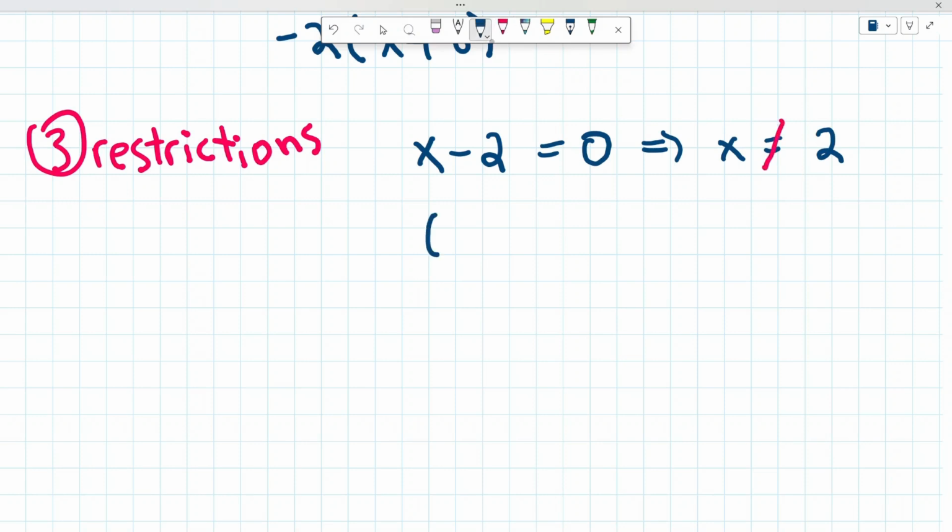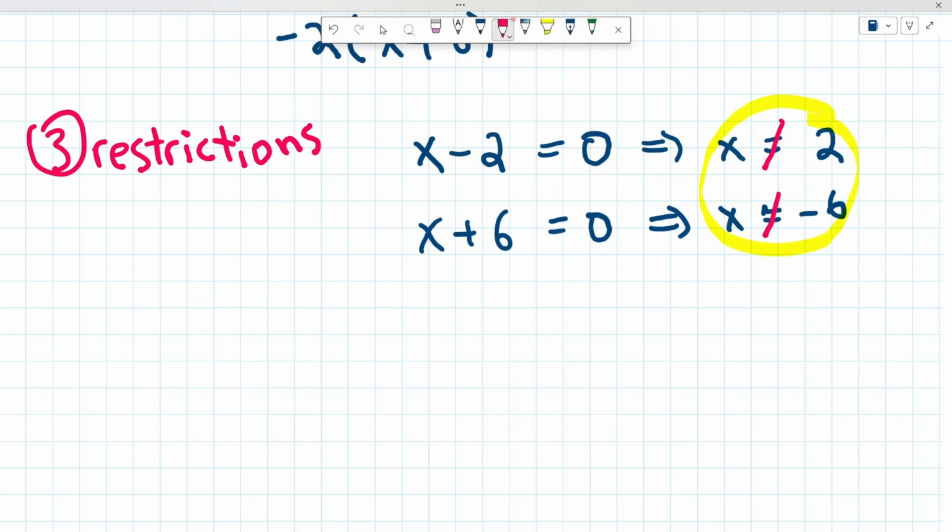And then our second one is x plus 6 equals 0. If we rearrange that equation, we have x equals negative 6. Therefore, our restriction is x cannot equal negative 6. So what does this mean in terms of our graph? Both of these were canceled out, so these two terms over here are holes. Just like we saw in our first discontinuity, it's simply a point that has been removed from our function. It is a point at which the function does not exist.